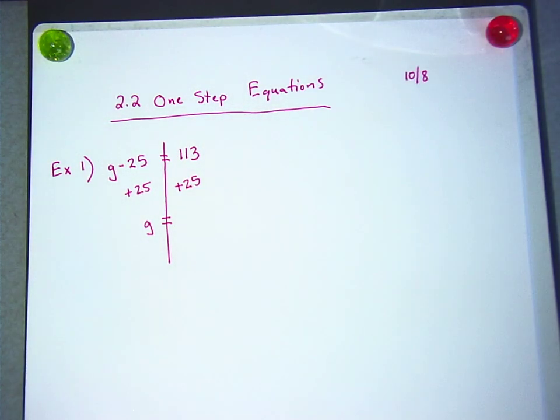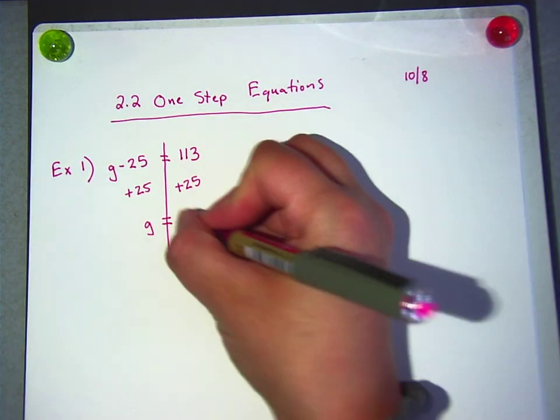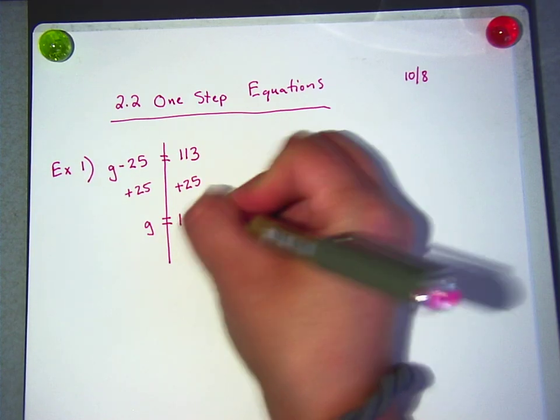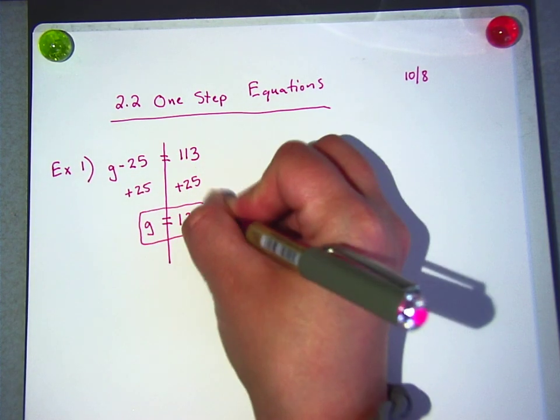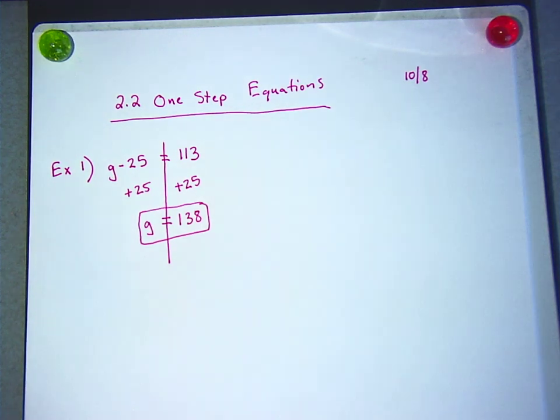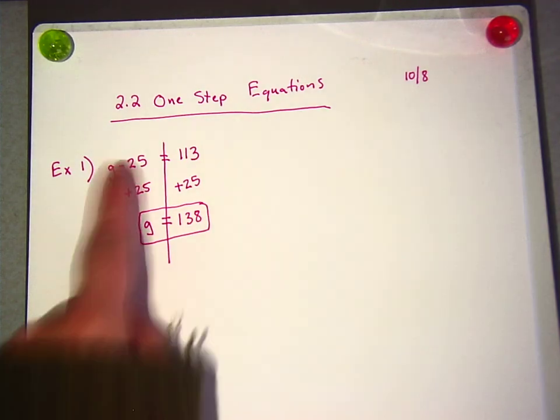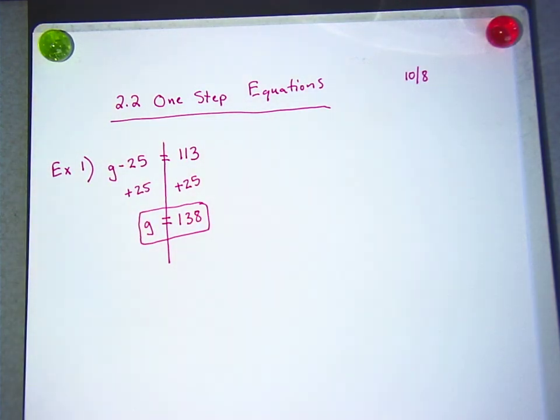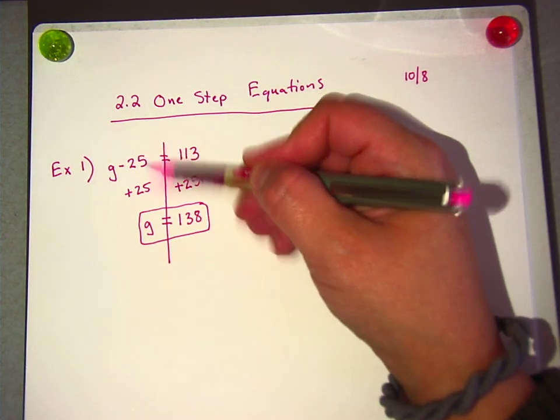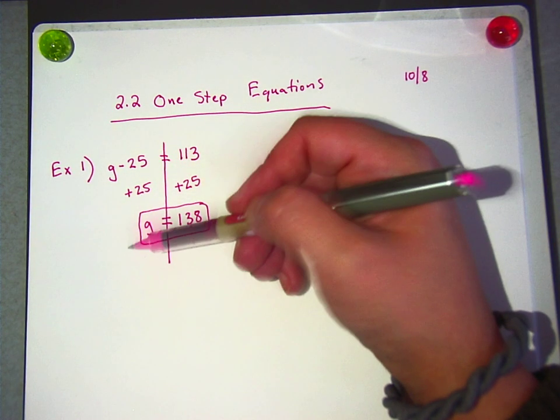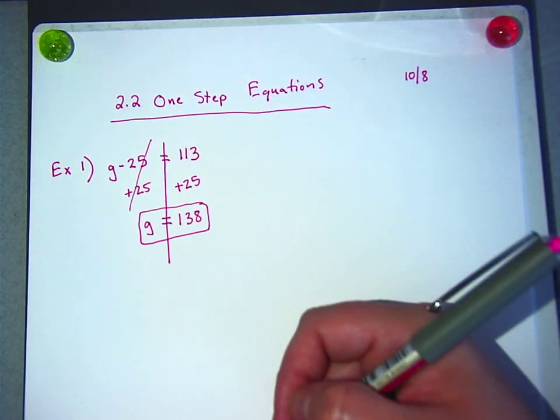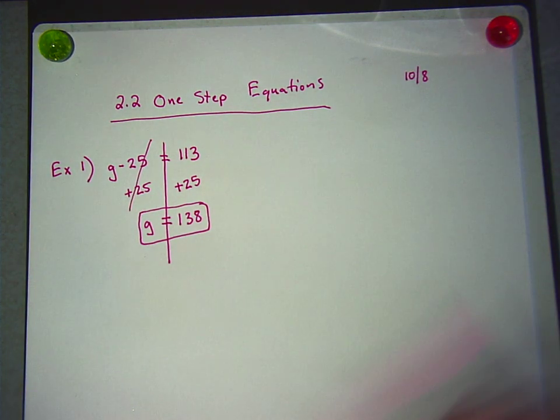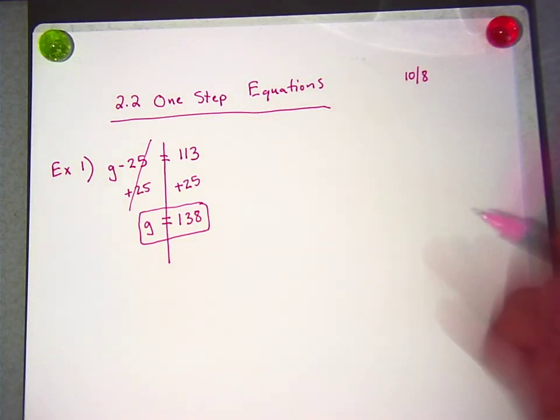113 plus 25. Maybe you don't need it for that one, but you will need it in just a second. 138. So the opposite of minus is add. That's all we did. Okay, everybody look up. What happened here with this minus 25 and plus 25? They canceled out. That's why we picked 25. We're trying to get G by itself. We're trying to undo it. Okay, we're doing the opposite every time. Example 2.